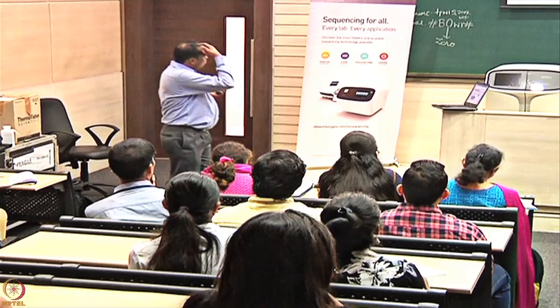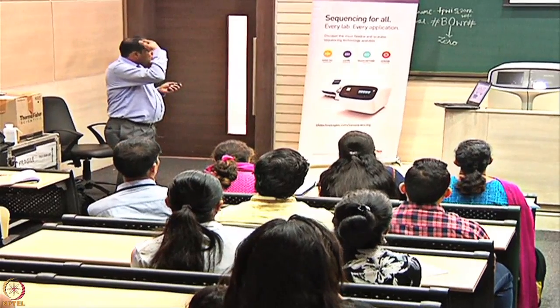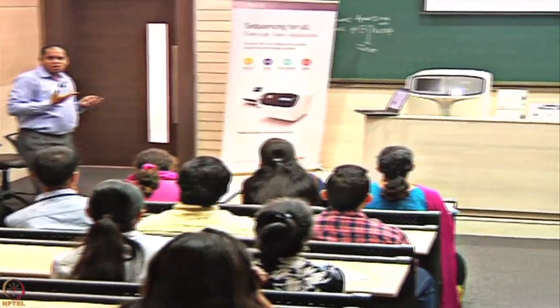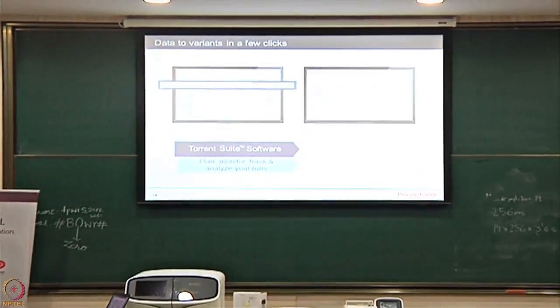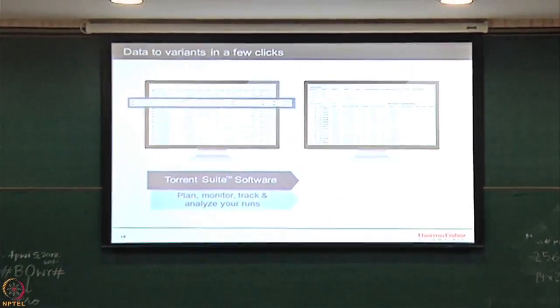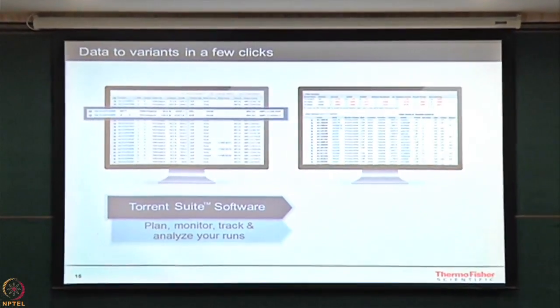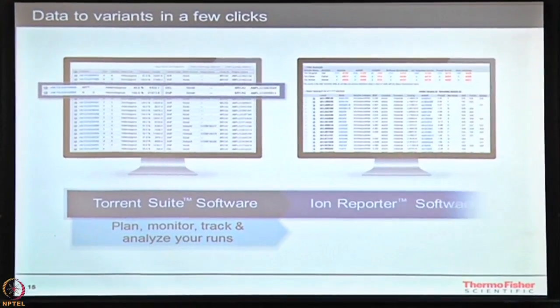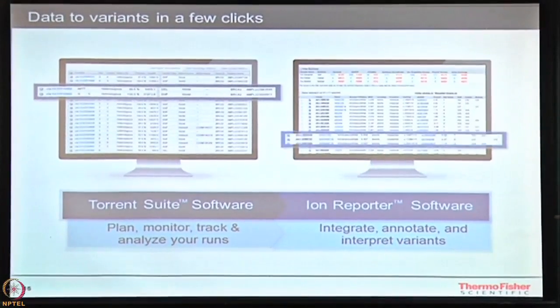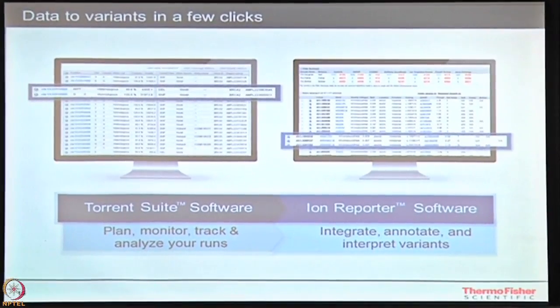So what happens over here? You have Torrent Suite software, which helps you to plan your runs, run your data, generate your variants, and understand what the coverage is across those regions, right? You're getting results over there as variants, mutations. You take that further and put it into Ion Reporter. My Ion Reporter will help you in integrating, annotating, and interpreting my results, right?